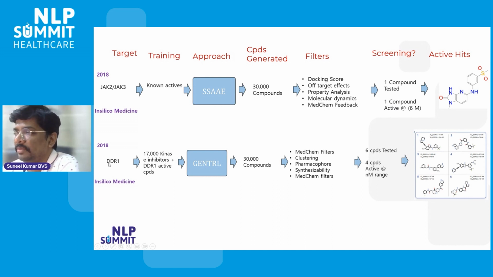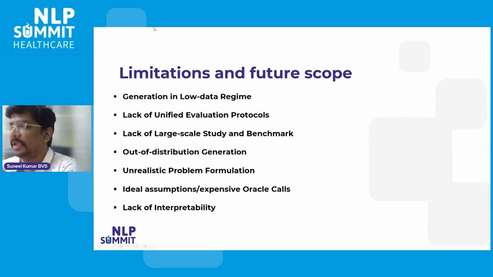And similar to this is the DDR1 work we discussed. They screened a huge library of kinases and known DDR1-active kinase molecules, and by using GENTRL they were able to design 30,000 compounds, applied filters, and shortlisted 6 compounds, out of which 4 are active with nanomolar potency. So this is all about how NLP and generative AI transfer learning approaches are able to help drug discovery projects, and these are some of the success stories that are already published.